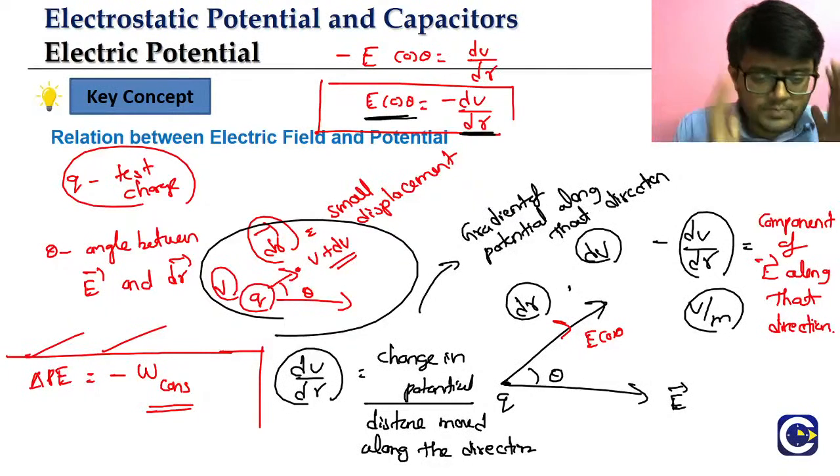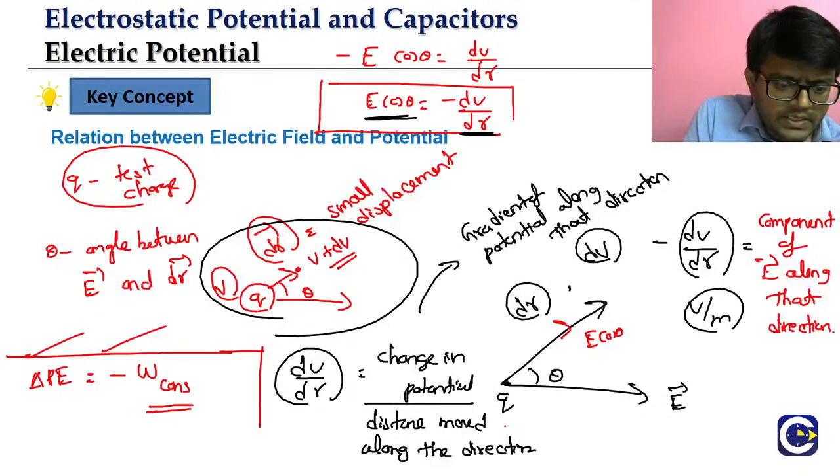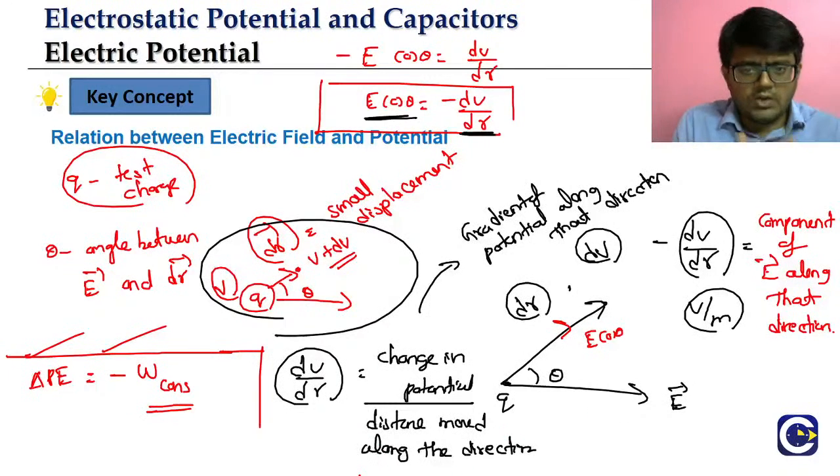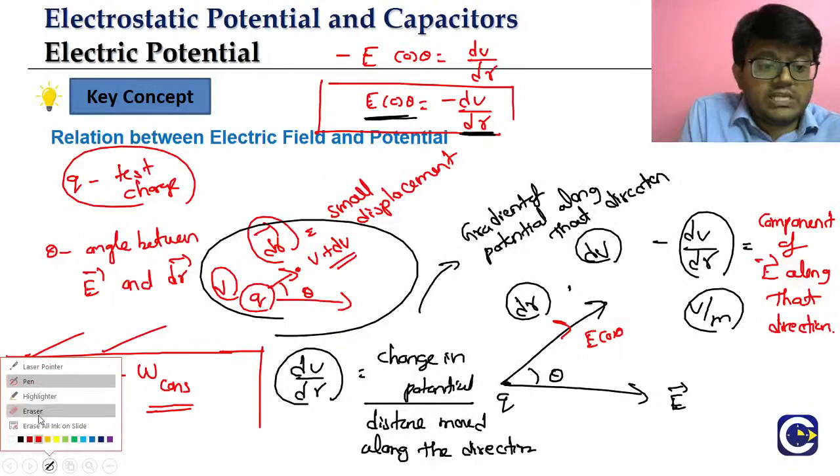Okay, now from this we will get one simple conclusion. Do you know what? Suppose we are at a particular location, and we don't know in which direction the electric field is.